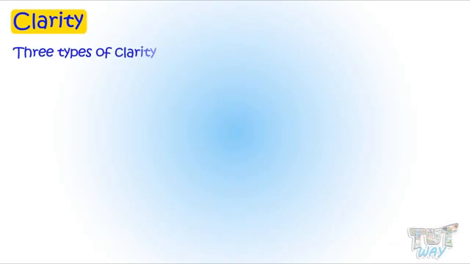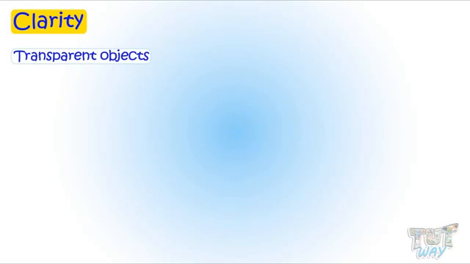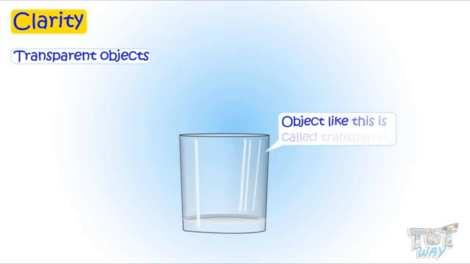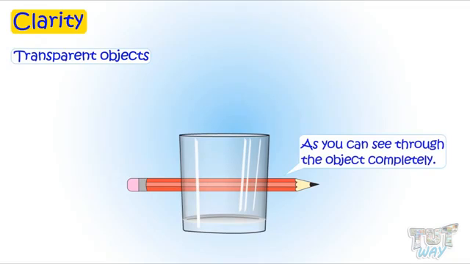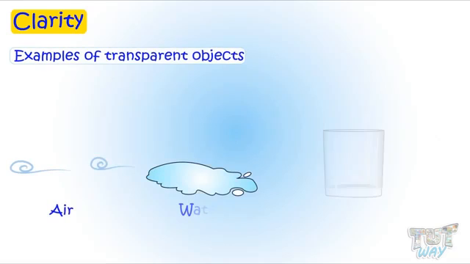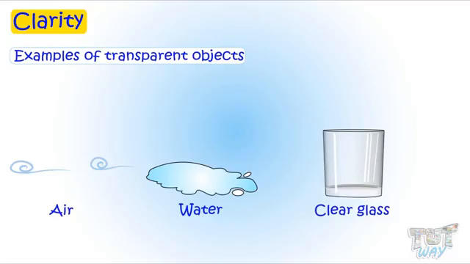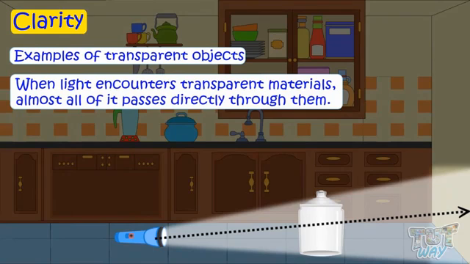Now let's learn another property. It is clarity. Clarity can be of three types: transparent, translucent, or opaque. Let's first learn about transparency. An object like this is called transparent, as you can see through the object completely. Materials like air, water, and clear glass are called transparent. When light encounters transparent materials, almost all of it passes directly through them.